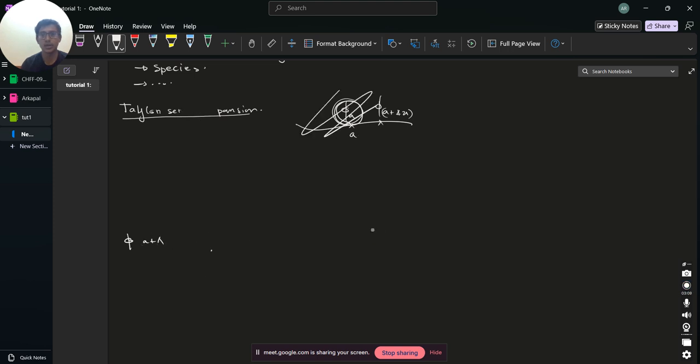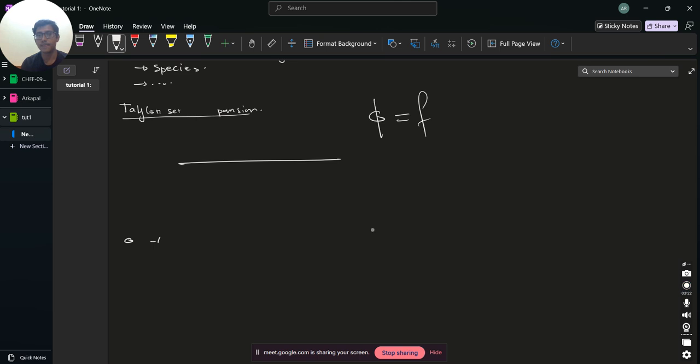So I just started with the Taylor series expansion. So what it does is that, for example, you have a continuous function phi, which is a function of x. Okay, which is a function of x.